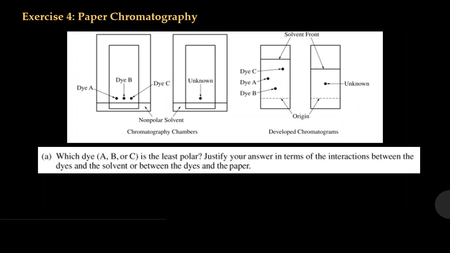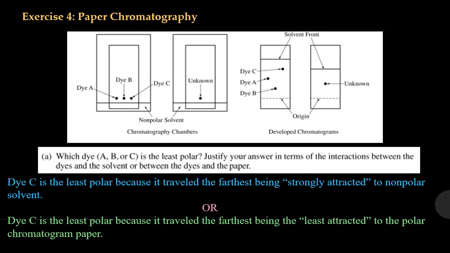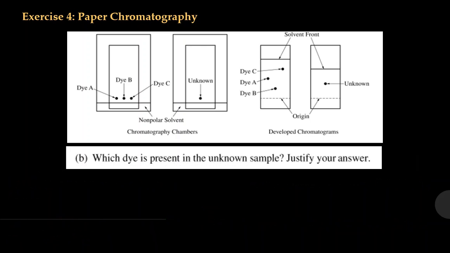So here are the two ways that the scoring guidelines talked about it. Dye C is the least polar because it traveled the farthest, being strongly attracted to the nonpolar solvent. Or you would have gotten the point if you put dye C as the least polar because it traveled the farthest, being least attracted to the polar paper, the chromatogram paper. Either way, you would have gotten the point there. Now, you would just have to write it one way. That's all. So you pick which way you're more comfortable writing it.